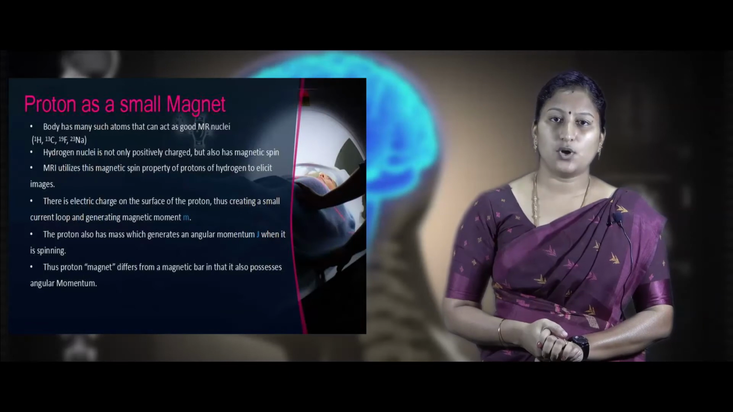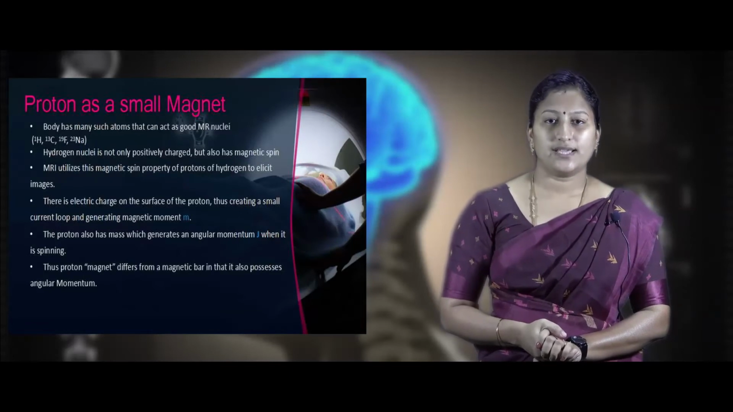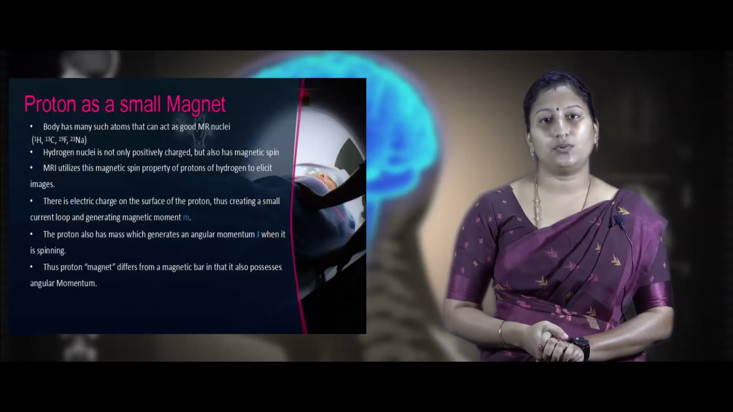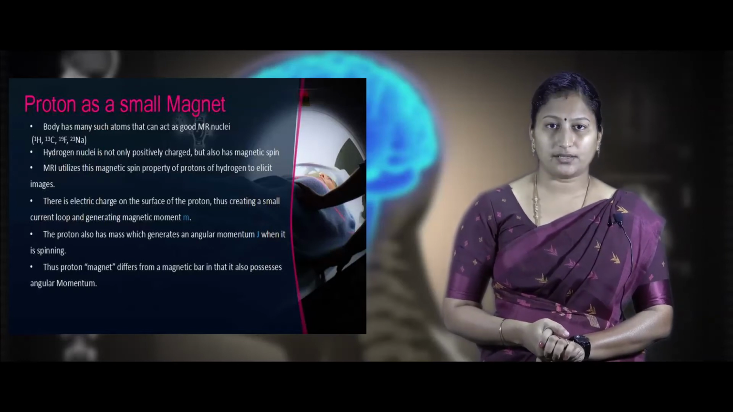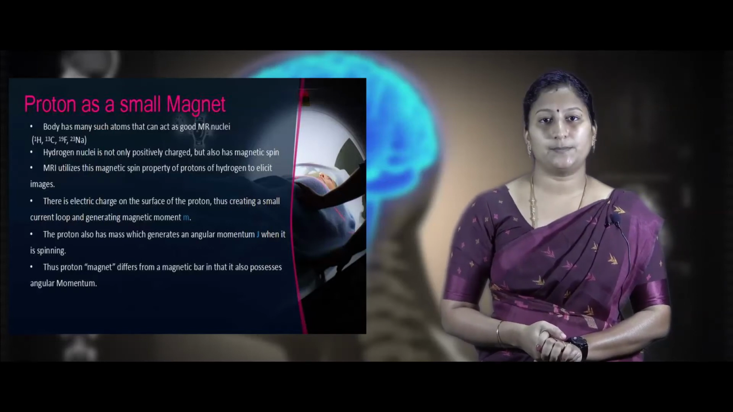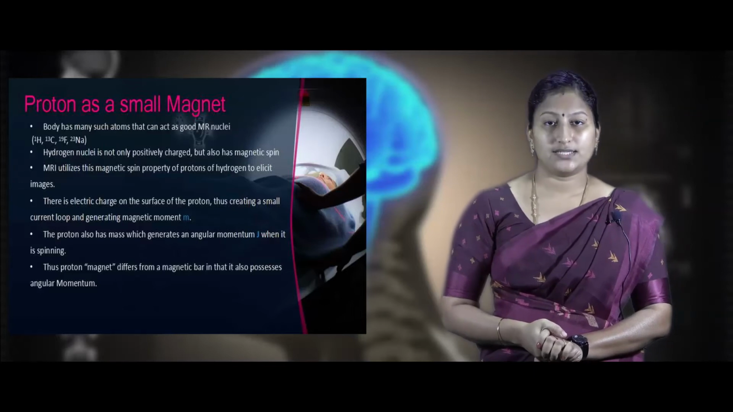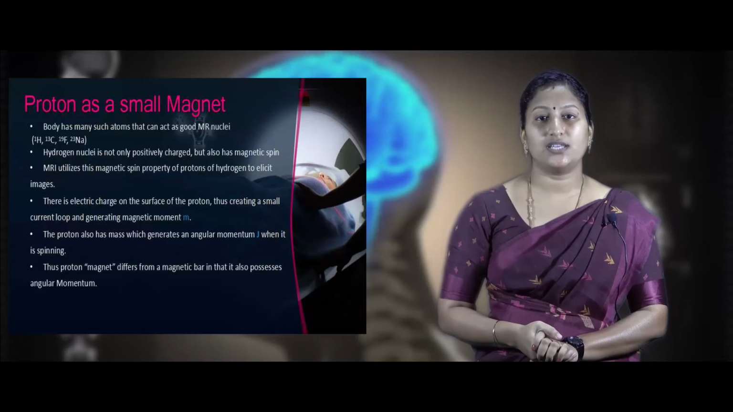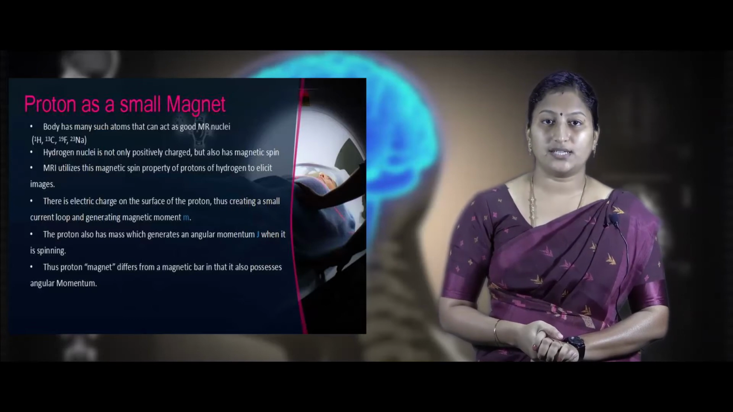Proton as a small magnet. The body has many such atoms that can act as good MR nuclei. Hydrogen atom is not only positively charged, but it also possesses an angular momentum. MR utilizes this magnetic spin property of a hydrogen atom in order to elicit images.